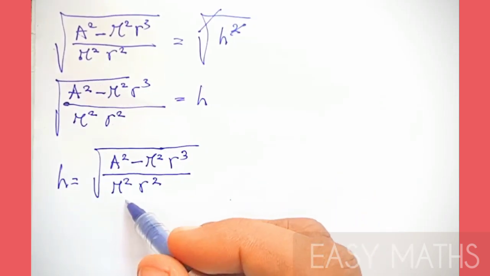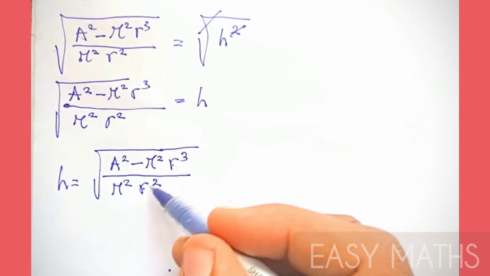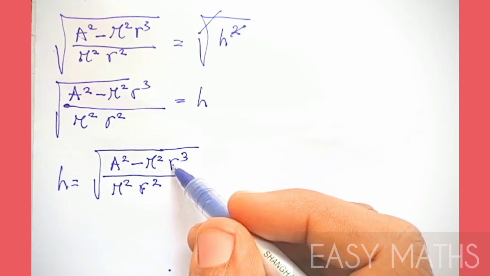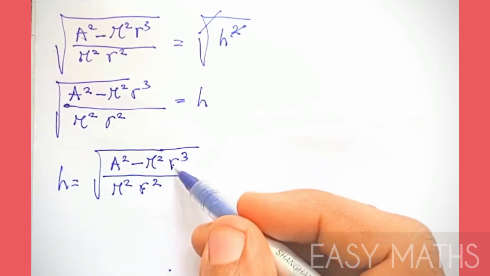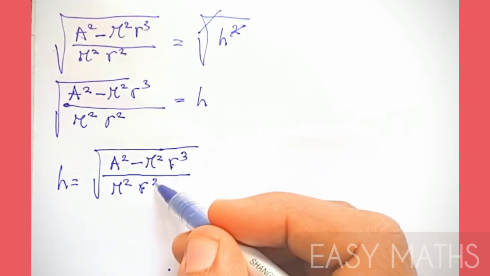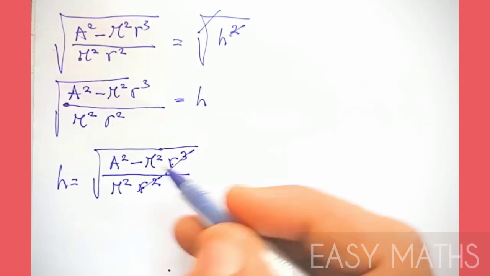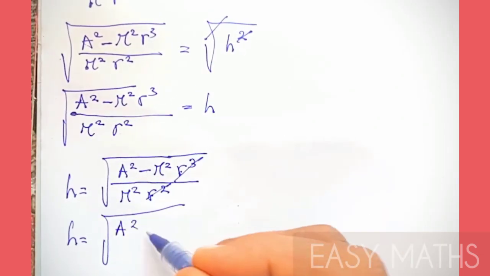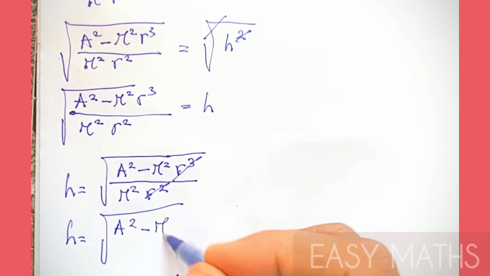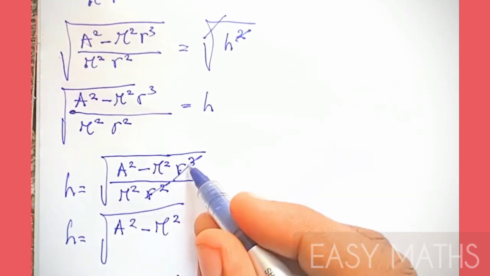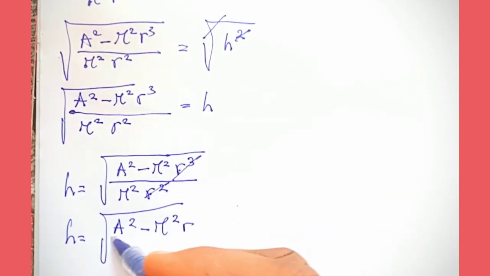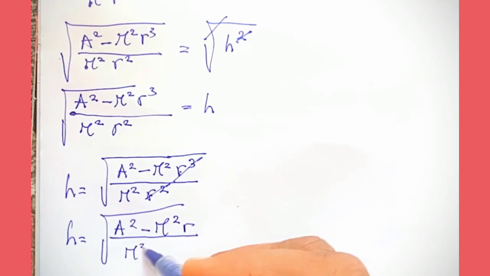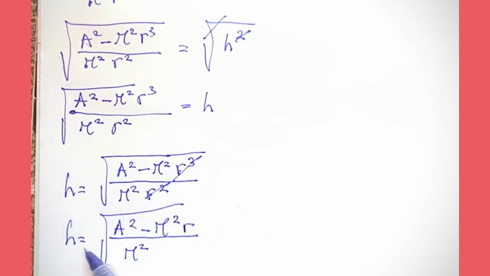To simplify it more, since these two are like terms, we can divide them. So we're going to have h equals the square root of a squared minus pi squared. What will remain here will be r all over pi squared. So we have been able to make h the subject of the formula.